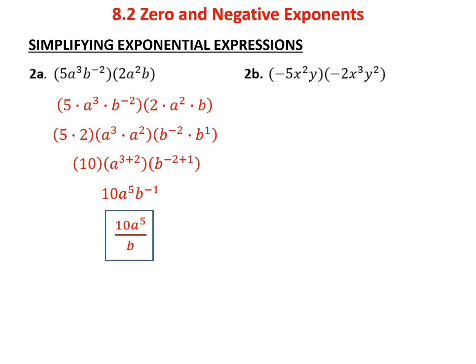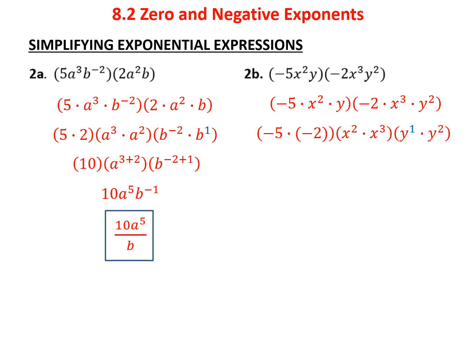So let's do the same thing on 2b. All right. Here it is split out, minus 5 times x squared times y times the quantity negative 2 times x cubed times y squared. Now let's combine, put the coefficients together, the x's together, and the y's together. So I have 5 times minus 2. I have x squared times x cubed, and I have y to the 1. See my little 1 again there. The y is actually y to the 1 times y squared.